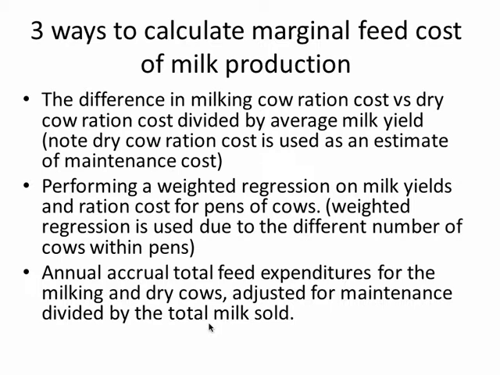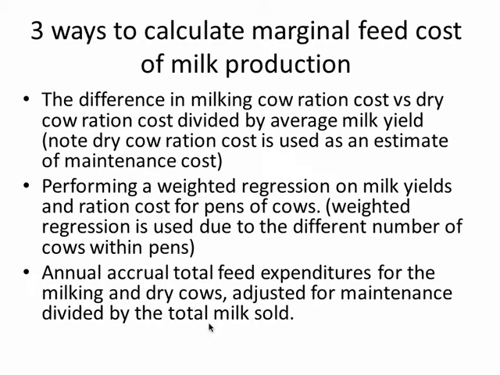So this is the total feed that was perhaps purchased or made within a period of time, often a year, for both the milking and dry cows, so all the adult cows. And then we adjust that figure for maintenance by looking at the total number of average cows in the herd times an estimate of maintenance costs. Again, we use the dry cow ration cost for this. And then we divide that by the total milk sold. And this will then give you a cost per pound of milk.